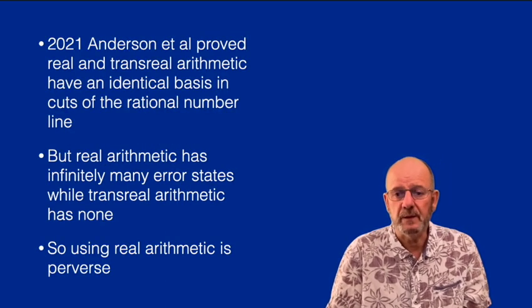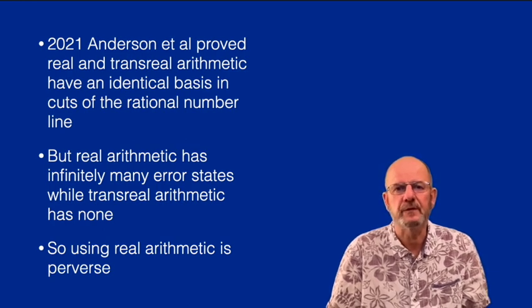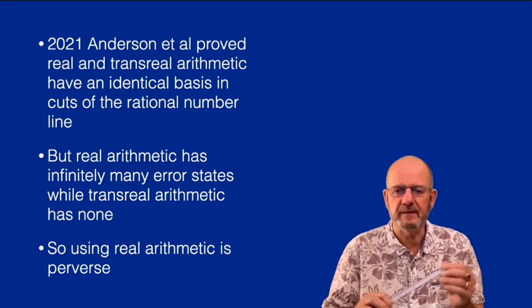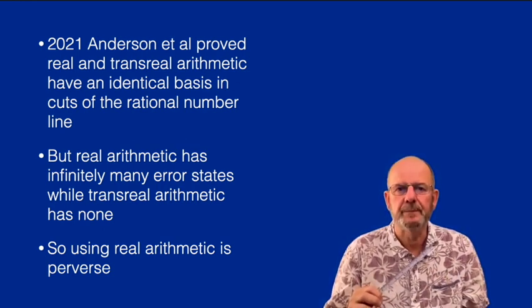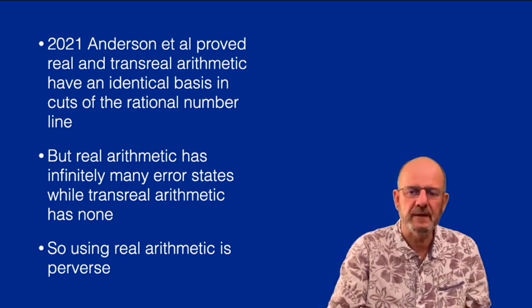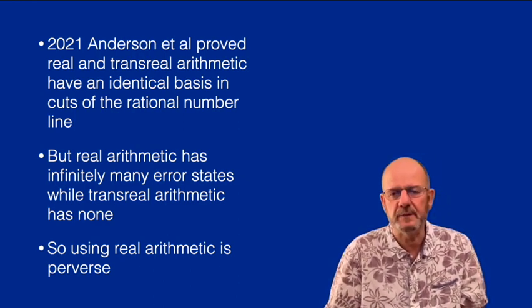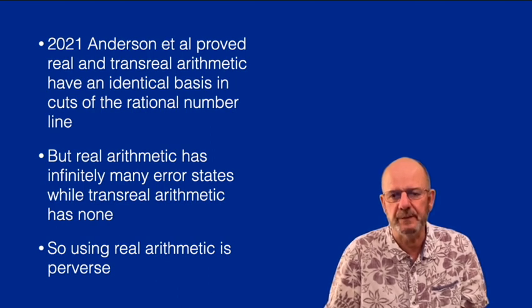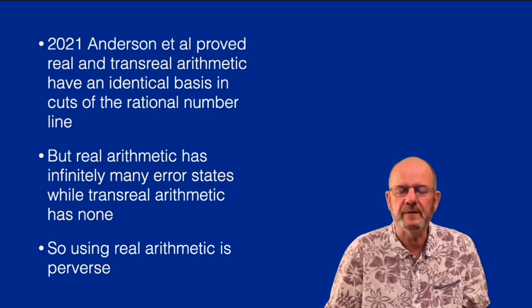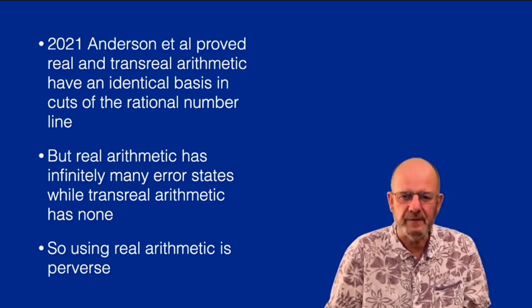In 2021, that's this year as I record this video, me and my mates proved that real and transreal arithmetic have an identical basis in the Dedekind cuts. If you throw away the 3 cuts that Dedekind threw away, you get real arithmetic and division by zero is impossible. If you keep those cuts, you get transreal arithmetic and division by zero is possible. And it makes a big difference.